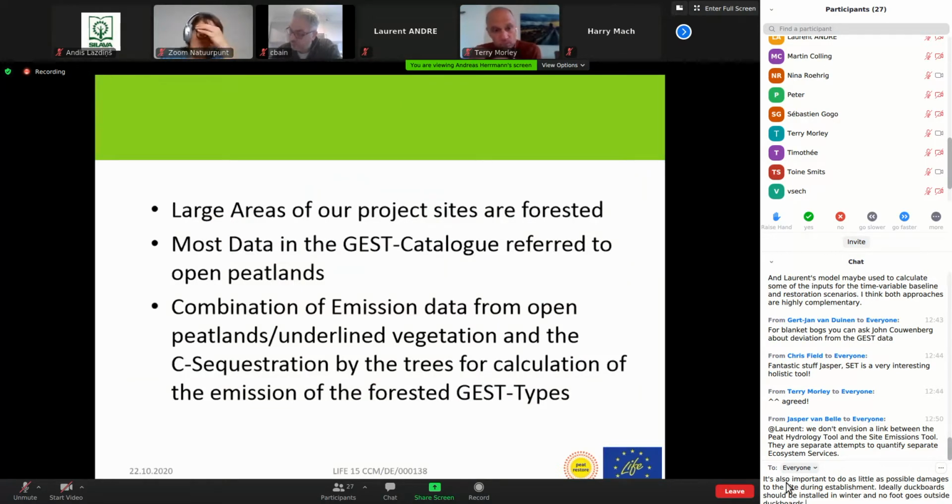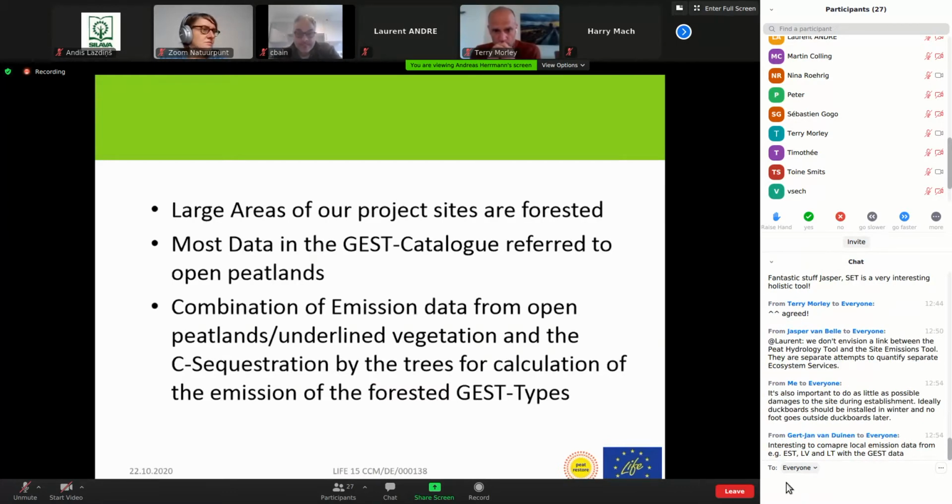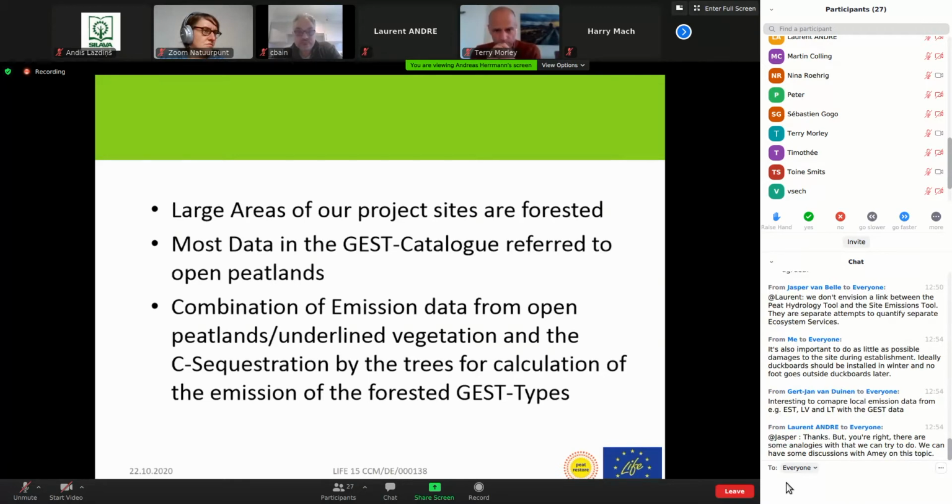Yeah, and then in the first year we looked at what vegetation we have in the different countries, to transform or transfer it into GEST types. And there we have the problem that we find a lot of areas with forested peatlands, and in the GEST approach we have only open peatlands. So we have another problem. Maybe 50% or 60% of our project areas are forested, and we have to find a way to come to an assessment of how much greenhouse gas will go to the atmosphere.